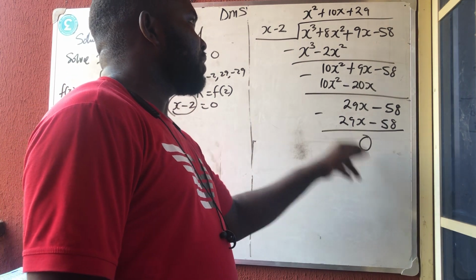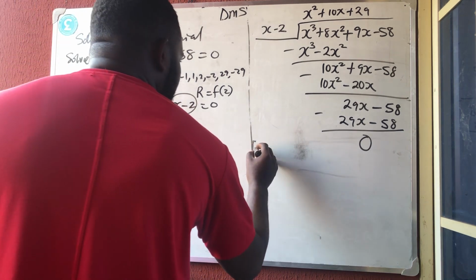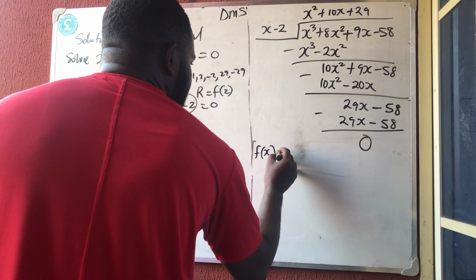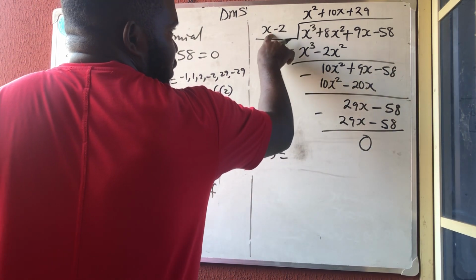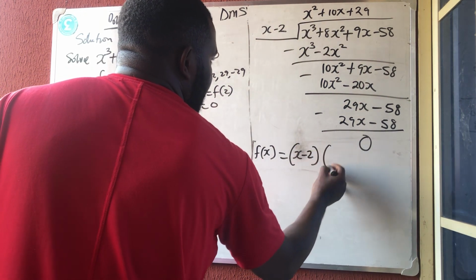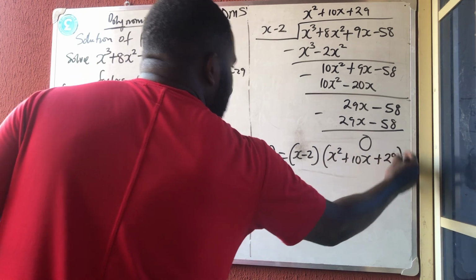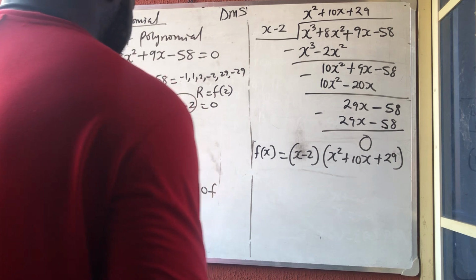And if the remainder is 0, it means that this is a factor of this. Which means the polynomial f of x is simply your divisor multiplied by your quotient. So it's simply x minus 2 multiplied by x squared plus 10x plus 29.